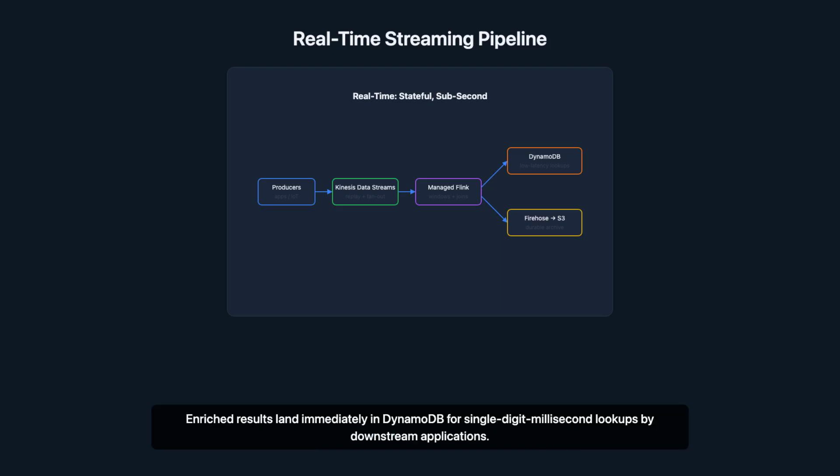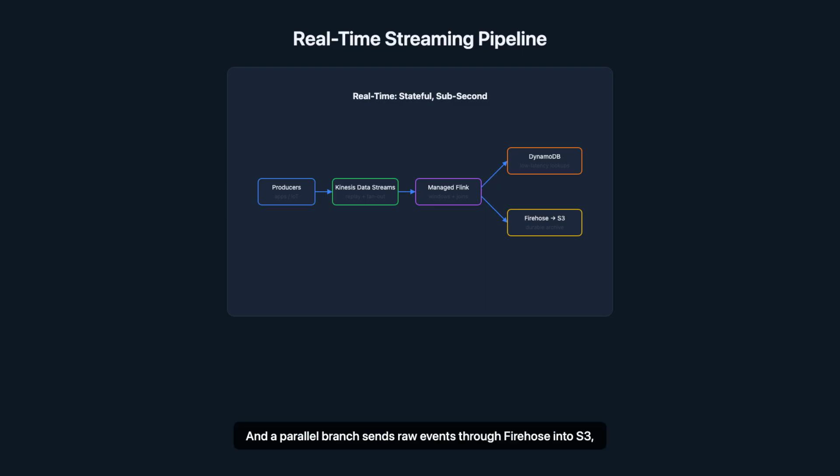Enriched results land immediately in DynamoDB for single-digit millisecond lookups by downstream applications. And a parallel branch sends raw events through Firehose into S3, giving you a durable archive you can replay months later. End-to-end latency typically falls well under 1 second for this architecture.